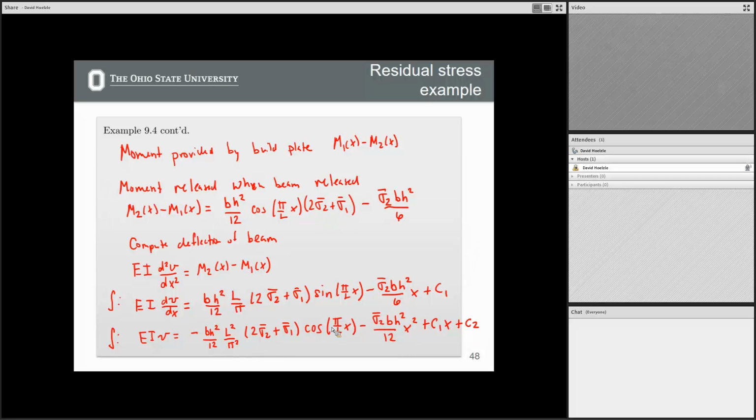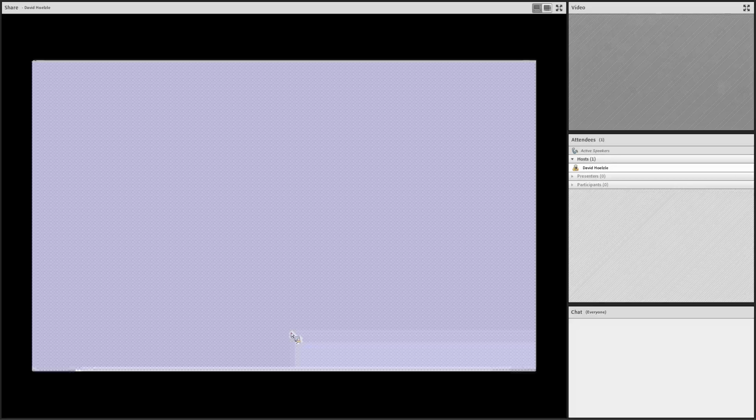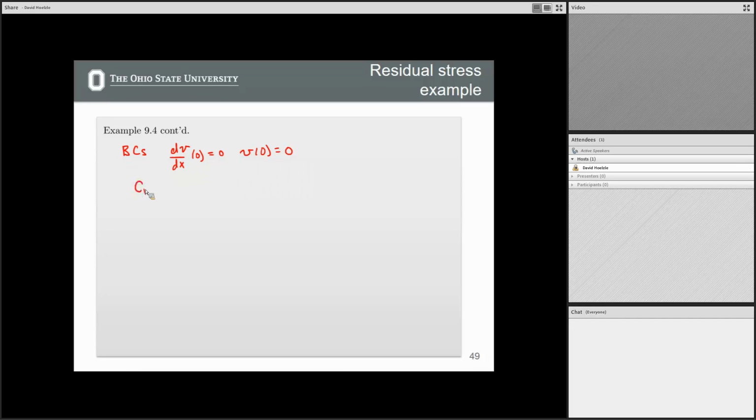This one does not. This one goes to 1. In terms of the cosine term, so it's this whole coefficient. This term goes to 0. That means C2 has to equal the negative of this coefficient, right? So C1 is going to equal to positive BH squared over 12, L squared over pi squared, 2 sigma 2 plus sigma 1. So we get C1 is equal to 0. C2 is BH squared, L squared over 12 pi squared.